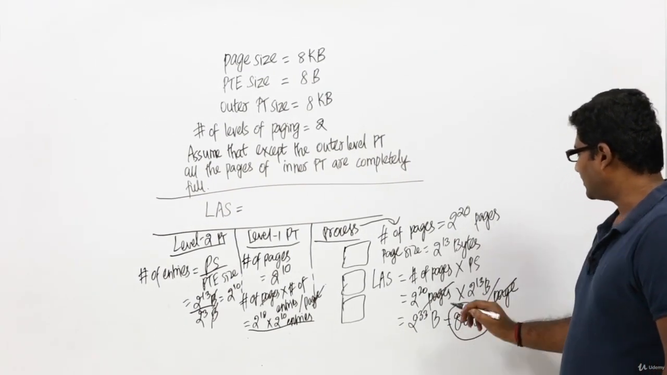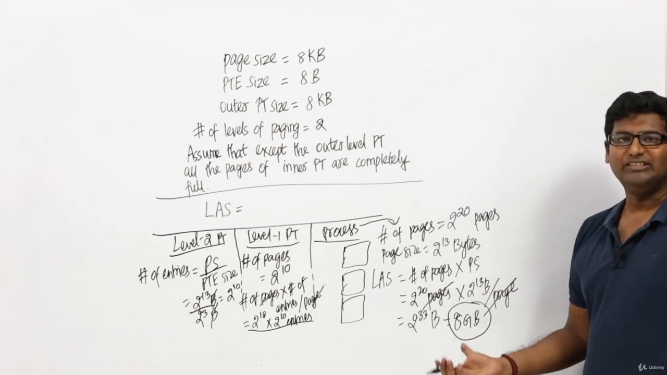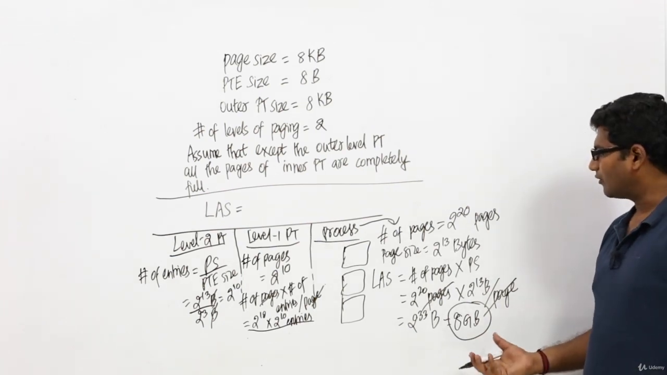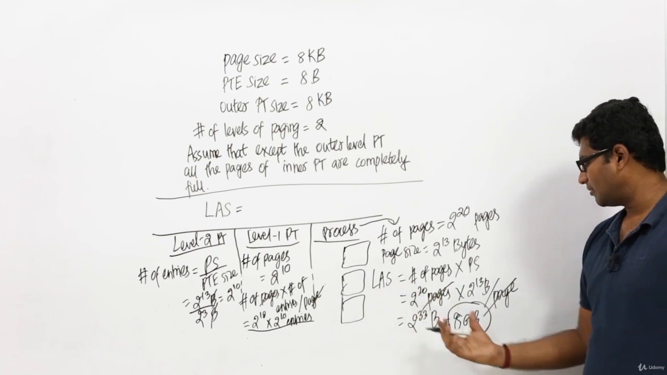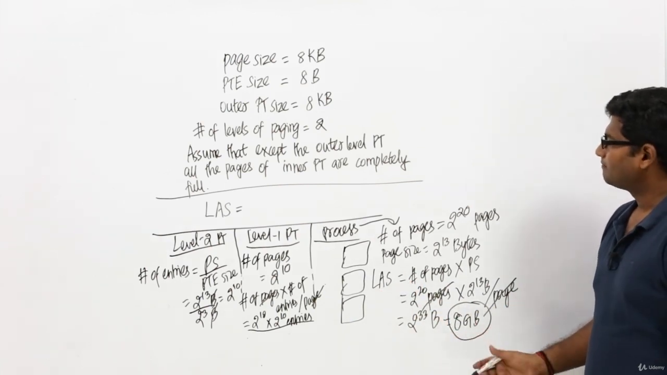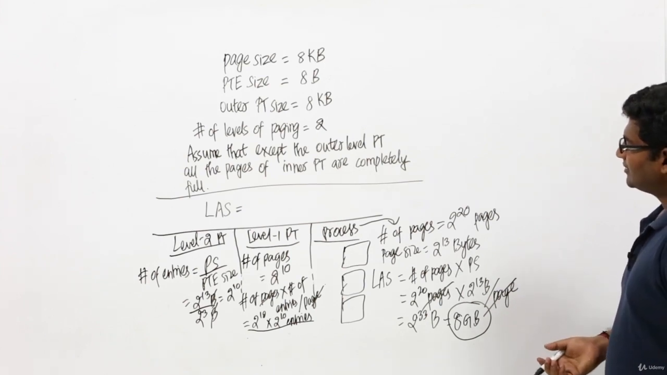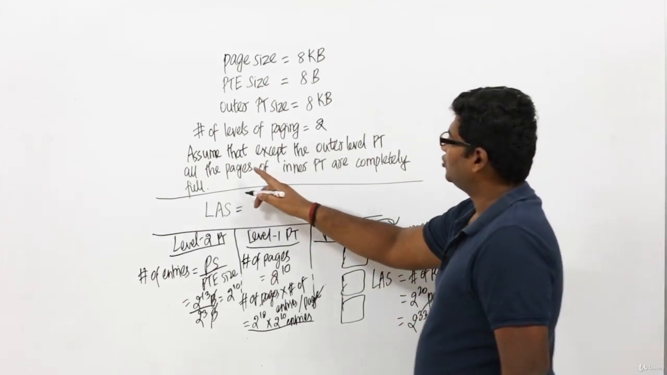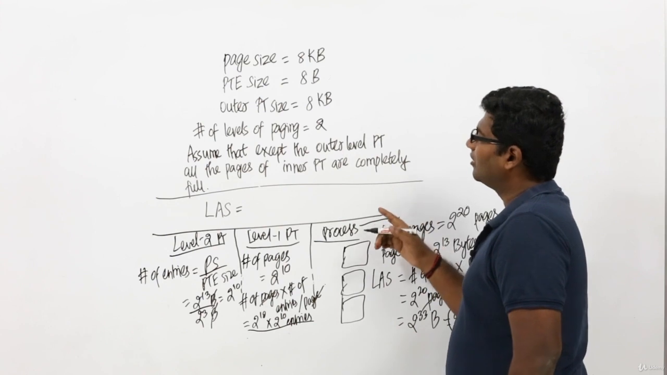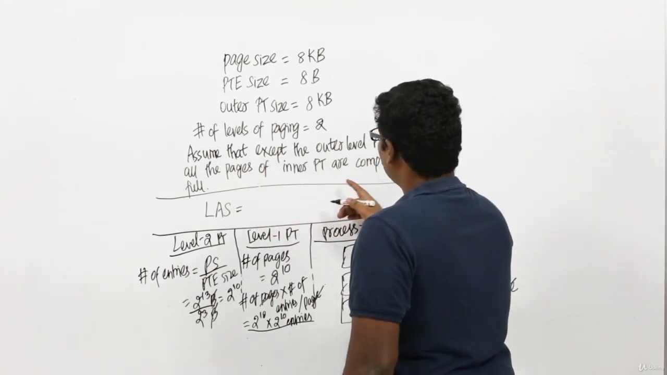So the total size of our process is 8 GB, or we can also say that the logical address space size is 8 GB. Fine, this is how we calculated the total size of our process. See, why they have given this: assume that except the outer level page table, all the pages of the inner page table are completely full.